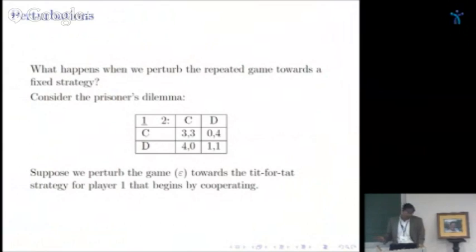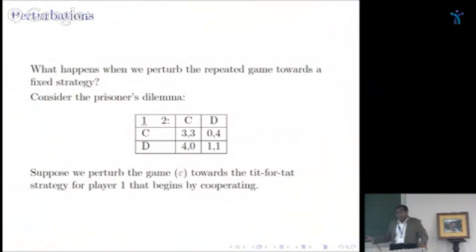So now we can try to do this in terms of perturbing the given repeated game towards some fixed strategy. Okay, this has the flavor of Bayesian games that Francois was talking about, and some reputation games, in fact. And so what happens here? For simplicity, we're going to look at the prisoner's dilemma, just to show you what's going on. We perturb the game towards the tit-for-tat strategy.